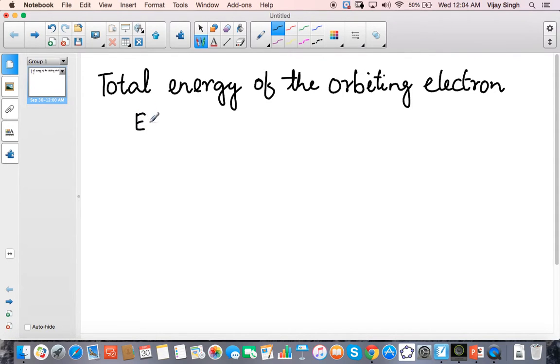So ET is actually equal to the kinetic energy, which is half mv squared, added to the potential energy, which is negative. So I would write negative ke squared over r, and let me put this within brackets.